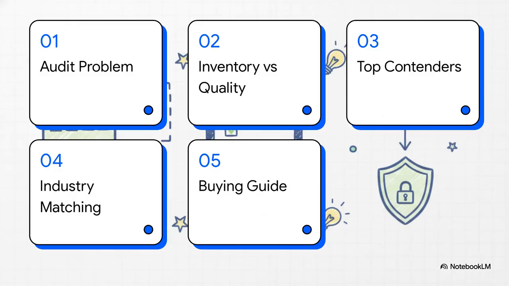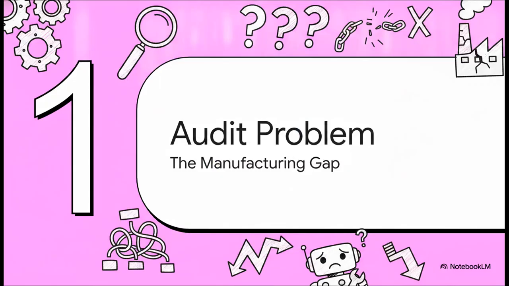Here's our roadmap for this explainer. We'll start with the core manufacturing audit problem, contrast inventory versus quality audits, review the top software contenders, map those tools to specific industries, and finish up with your ultimate buying guide. All right, Section 1, the manufacturing audit problem.